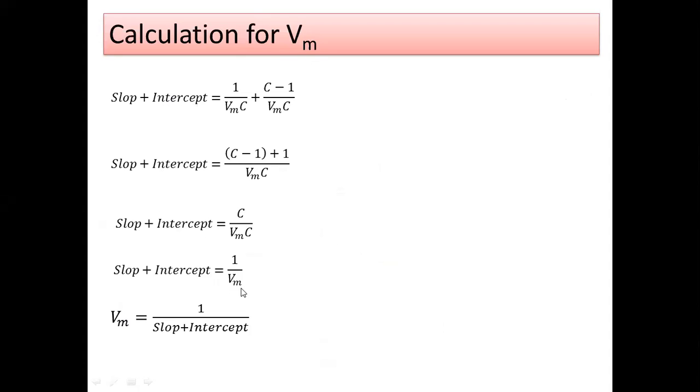So we will just take the sum of the slope and the intercept and divide 1 by it. This will convert to the Vm. So this is all about our lecture today.